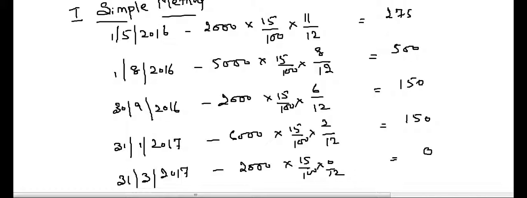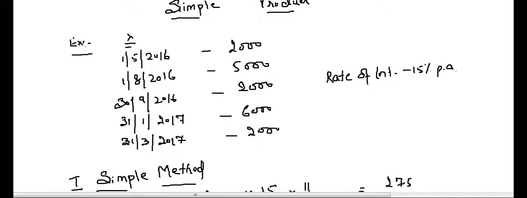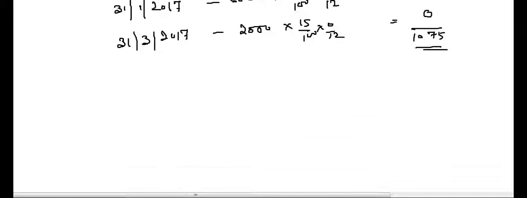Now what we will do is just add up this interest. It will come to 1075. This is the total interest on drawing. Simple. So this is the simple method of calculating interest on drawings when the amount is not fixed and the interval between the drawings is not fixed. Now let's see the product method.